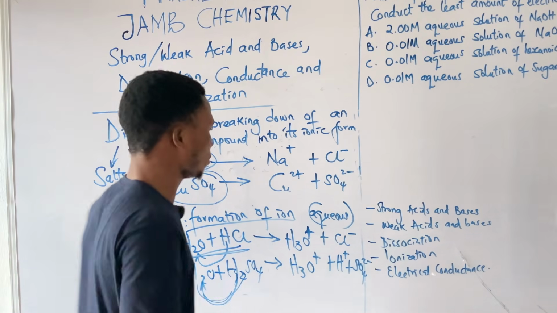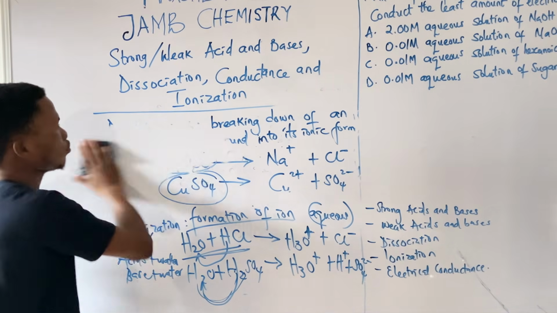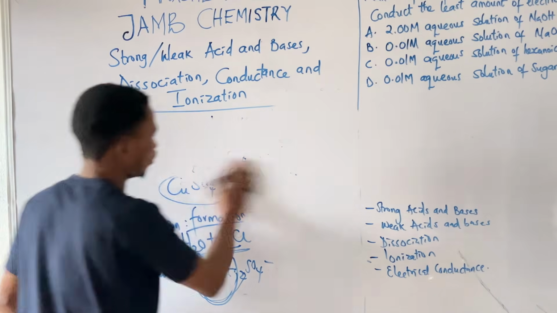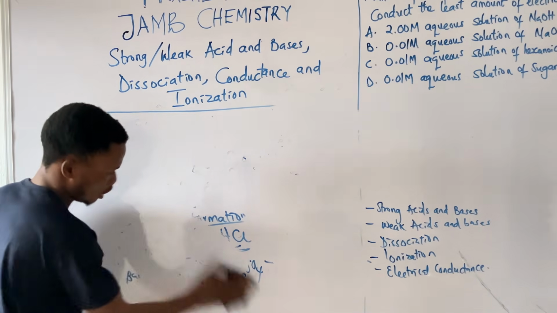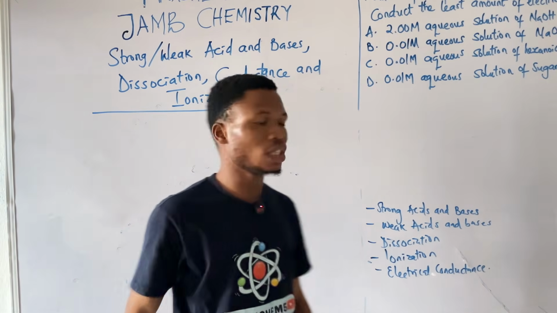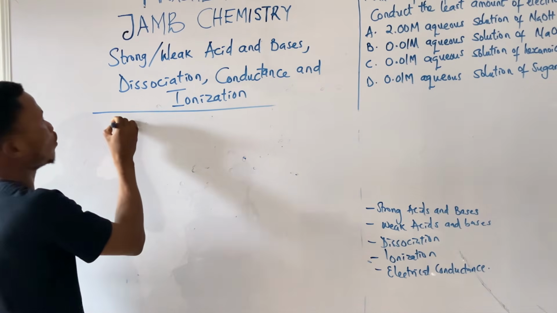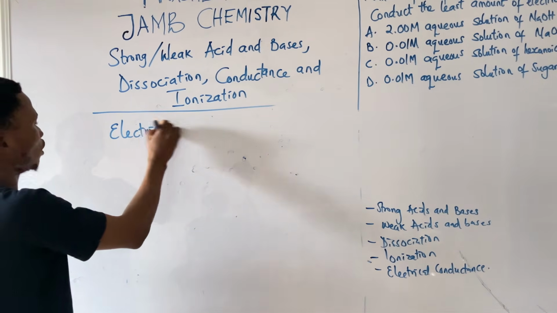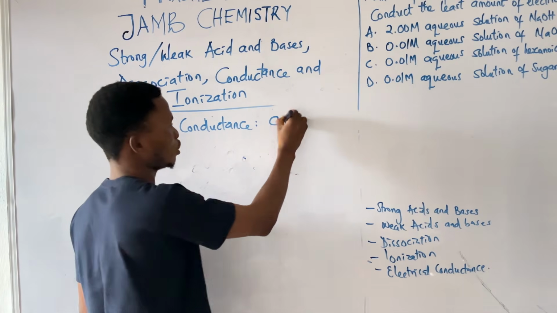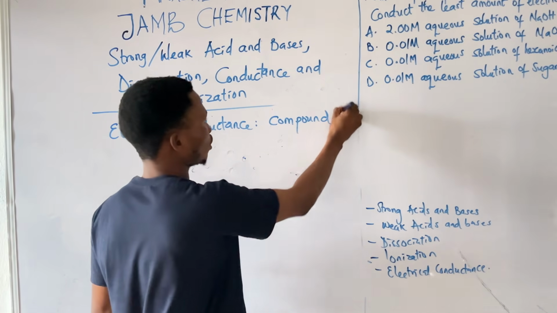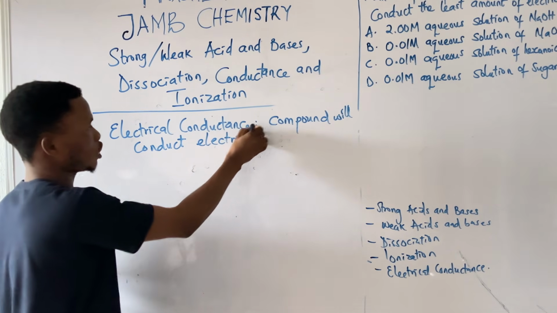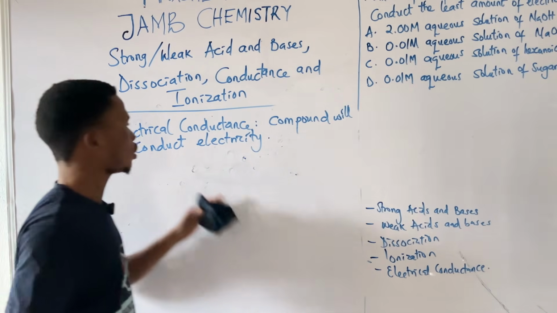Okay, so let's move on to electrical conductance. Electrical conductance is from physics. Physics told us that conductors are materials that allow the passage of electricity. So electrical conductance is a process whereby a compound will conduct electricity. That is electrical conductance, when a compound conducts electricity.